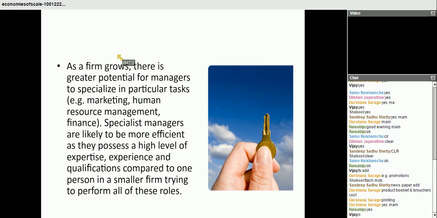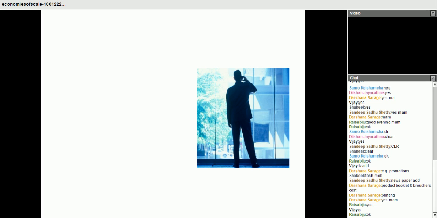Now next is, as a firm grows, there is a greater potential for managers to specialize in particular tasks. Example, marketing, human resource management and finance. Specialist managers are likely to be more efficient as they possess a high level of expertise, experience and qualifications compared to one person in a smaller firm trying to perform all of these roles. If we are growing in size, we will have different departments and can appoint specialized managers to look after them. These managers will be more efficient than the ordinary people who were working with us previously. The more efficient the people, the more the reduction in cost. Wastage of resources will be very less. So that is managerial economies due to the greater management skills.